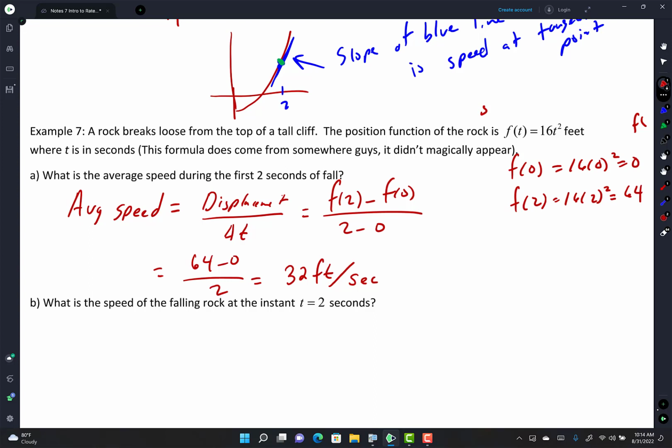Are we okay right now, guys? Okay. 32 feet per second. There it is. Not a big deal. We're good. All right. What is the speed falling at the end?